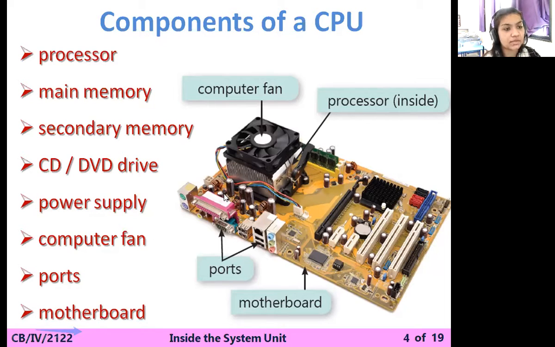CPU को आपने बाहर से देखा है, वो एक rectangle box में होता है, right? ये जो आपको इमेज दिख रही है यहाँ पे, that is totally inside of the CPU. CPU जो बाहर दिखता है उसके अंदर ये सभी सारी चीजें होती है जिसका यूज करके हमारा कंप्यूटर वर्क करता है. So these are the basic components of the CPU: processor, main memory, secondary memory, CD/DVD drive, power supply, computer fan, ports, and the motherboard. You can please watch this image that is also given in your textbook.